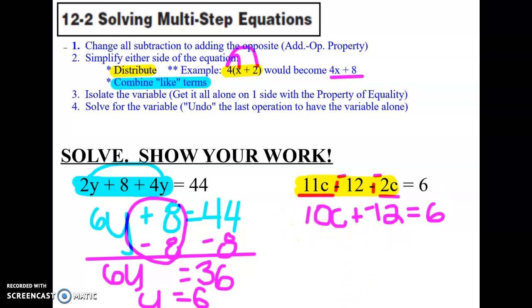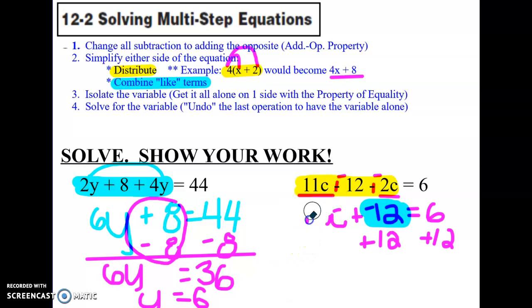I want the variable by itself, so I want to get rid of this negative 12, and the way I get rid of a negative 12 is I'm going to add 12 to it. So I'm going to add 12 over here. I'm going to add 12 over here, and I just realized I made a mistake right here.